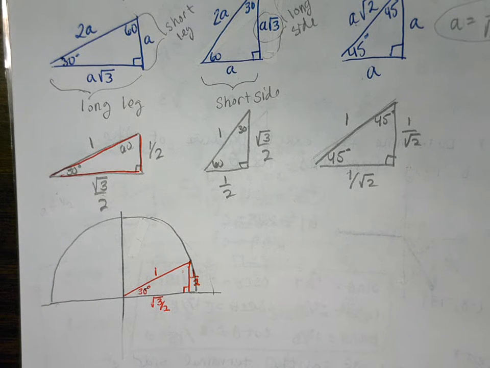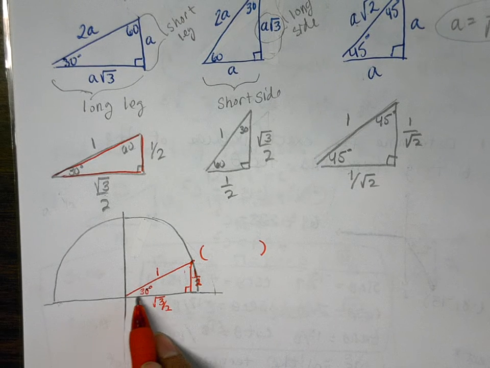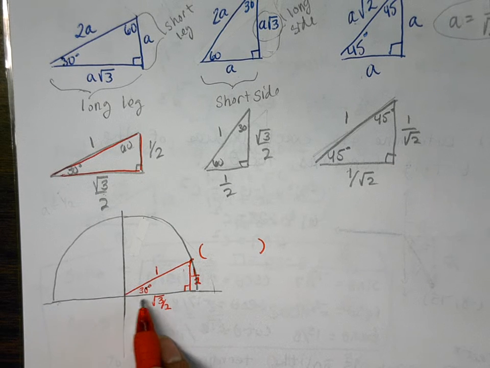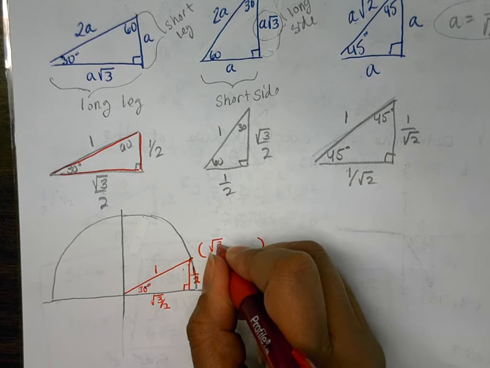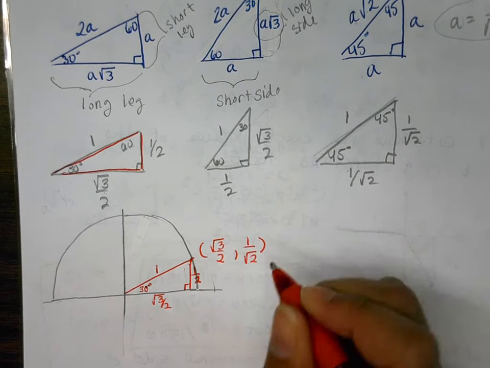Do you see that? Okay, now what I'm going to do is label that as an ordered pair. X comma y, so how far to the right and how far up? What do I put here in my X spot? How far to the right and how far up? Root 3 over 2, comma 1 over root 2.